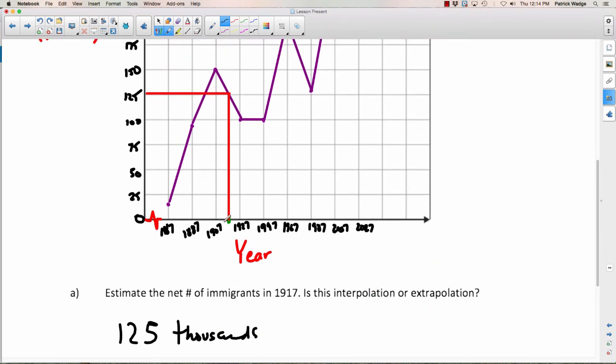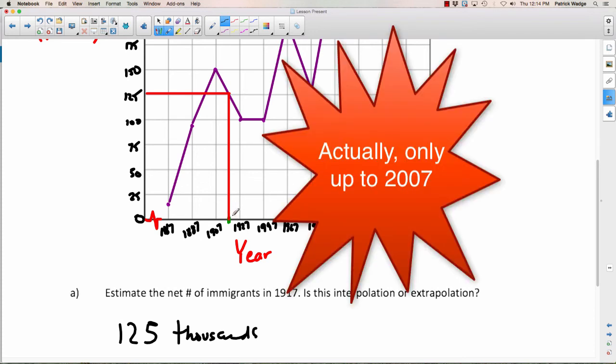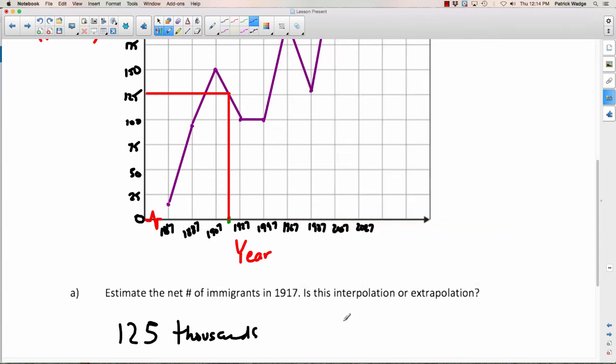Is this an example of interpolation or extrapolation? Well, that date, 1917, was within the dates we know. We have data from 1867 up to 2027. 1917 is definitely within that range. So this is an example of interpolation.